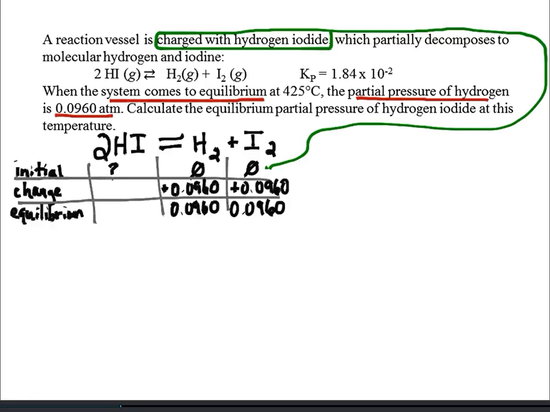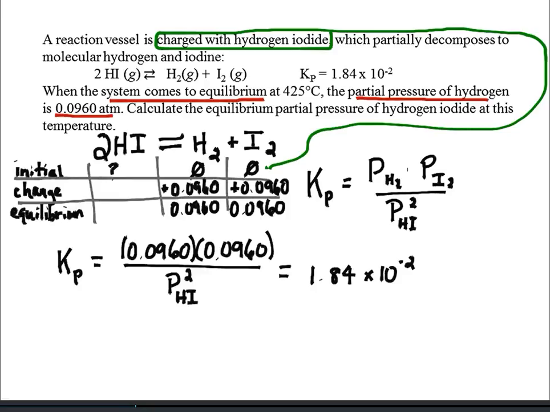We don't know the initial partial pressure of HI, but since we know the equilibrium constant expression, and we know the two partial pressures of the products, which are in the numerator, we can set that equal to Kp and simply solve for the one unknown, which is the partial pressure of HI. So we're going to plug in numbers, and then we're just going to solve for the partial pressure of HI.